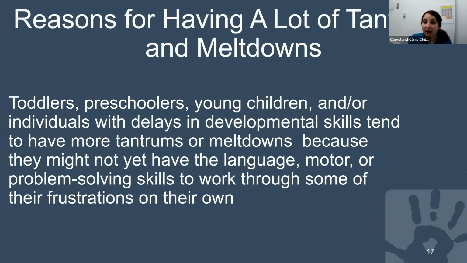Reasons why someone might be more prone to having tantrums or meltdowns can often be due to age, like babies, toddlers, preschoolers, young children, like young elementary school children, or individuals, children or adults, who have maybe delays in certain developmental skills. Maybe they don't have the language skills yet to communicate what they're wanting, or maybe they don't have the cognitive skills yet to be able to communicate what they're wanting.